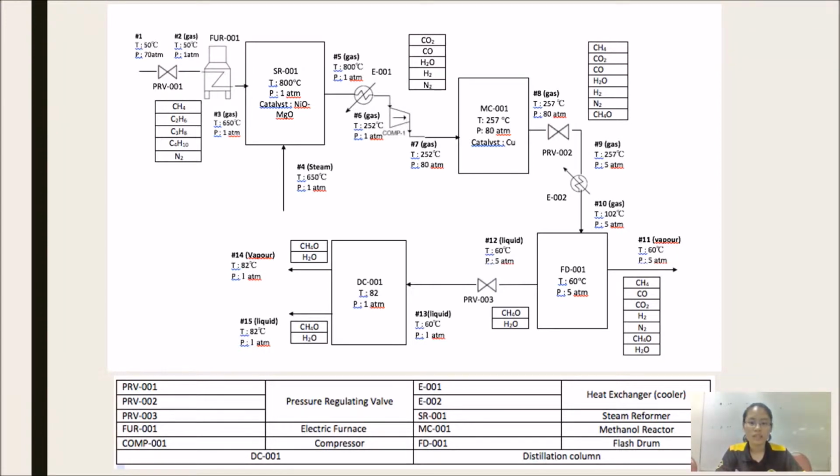So before entering the flash drum, we will decrease our pressure first by passing the stream through a PRV, and then after that we will decrease the temperature by passing through a cooler. So after that we will enter the flash drum, which operates at 60 degrees Celsius and 5 atm. And then before entering the distillation column, we will pass through a PRV to decrease the pressure from 5 atm to 1 atm. And then our final unit, which is the distillation column, we will obtain products which have 80% purity.